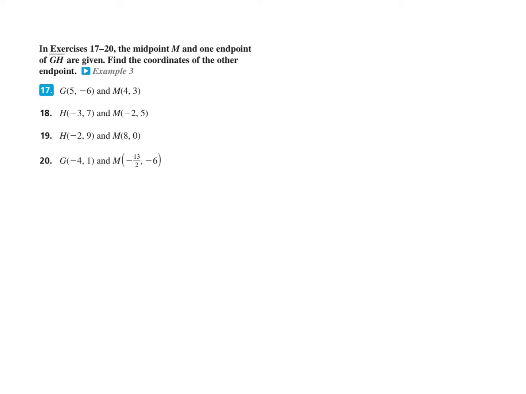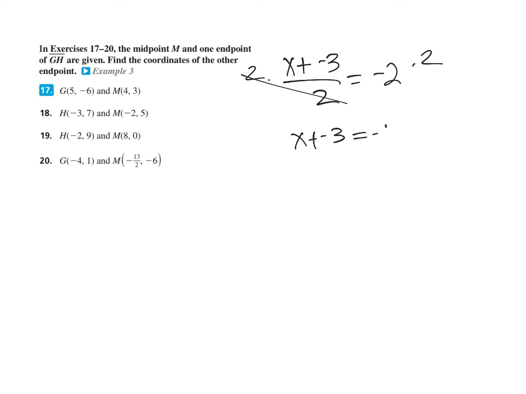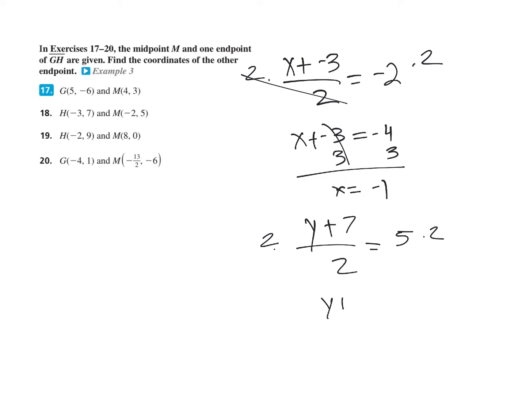All right, so number 18, let's do this. Same type of thing. So x plus the x value they gave is going to be equal to the x value of the midpoint. So let's go ahead and solve this, and then we'll do the y. 2's reduce. And then we add a +3 to both sides. X equals -1. All right. Now the y value, y plus the other endpoint, 7, divided by 2 is equal to the y midpoint. Multiply by 2. Y plus 7 is equal to 10. Subtract 7. Y is equal to 3. So G, the endpoint G, is at (-1, 3).